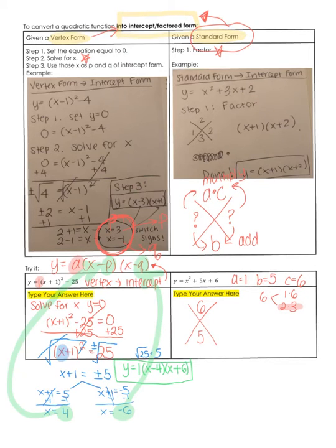So now we're going to put 2 and 3, and then write it out: x plus 2 times x plus 3. A is still 1, a stays the same. Since it's 1, you don't have to write it in the front. We only did factoring, but ta-da, it's already in intercept form.